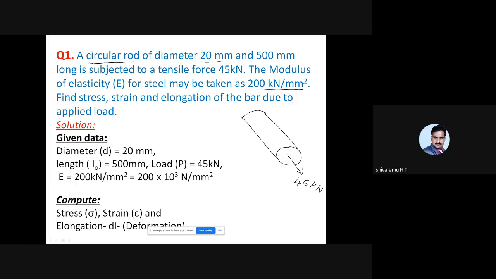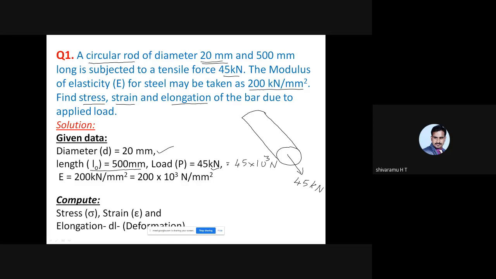And here it is asked to compute the stress, strain, and elongation of the bar due to the applied load of 45 kilonewton. So let me record the given data. The diameter of the bar is 20 millimeter and the original length L naught is 500 millimeter, and the load is 45 kilonewton. We can write 45 into 10 power 3 Newton, since kilo is 10 power 3.